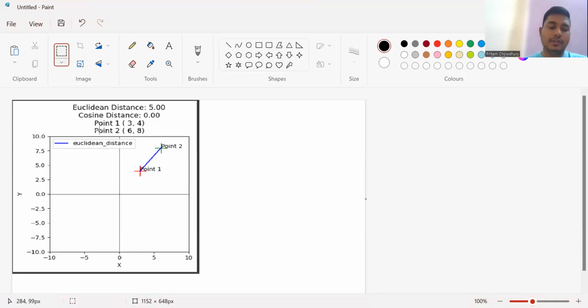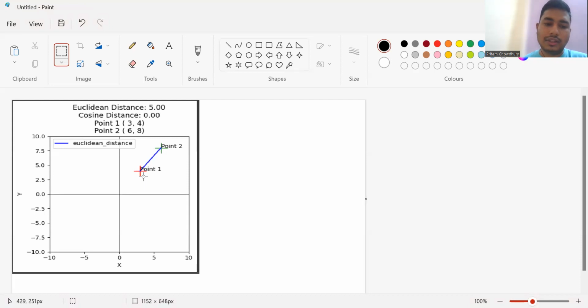Hi, in this video, I am going to discuss the relationship between cosine distance 0 and Euclidean distance. If the cosine distance between 2 points, here point 1 and point 2, is 0, that means their cosine similarity is 1, which indicates the angular distance between the vectors representing these 2 points is 0, which in turn indicates that these 2 points have the same direction.